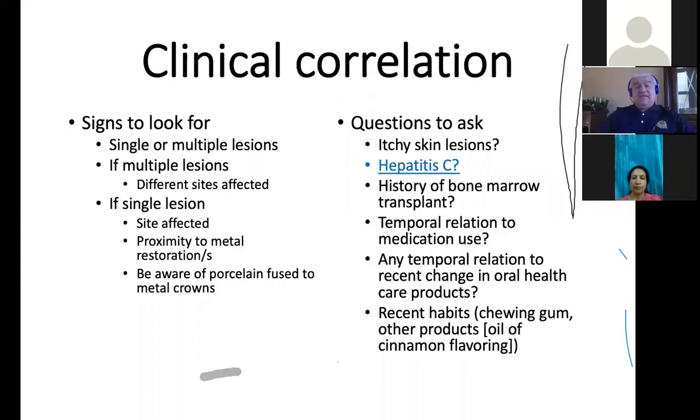And then the other important question to ask is, has the patient suffered from myelosuppression, myelodysplasia, leukemia, lymphoproliferation, or transplant? And then we also have to ask the patients if there's been any temporal relation to medication use. Did they go recently to a doctor and did the mouth lesions happen after they started taking those medications? And then any temporal relation to recent change in oral healthcare products. We see advertised a new brand of mouthwash, and the patient has started using it, and the oral lesions have happened after they have started, or recent habits.